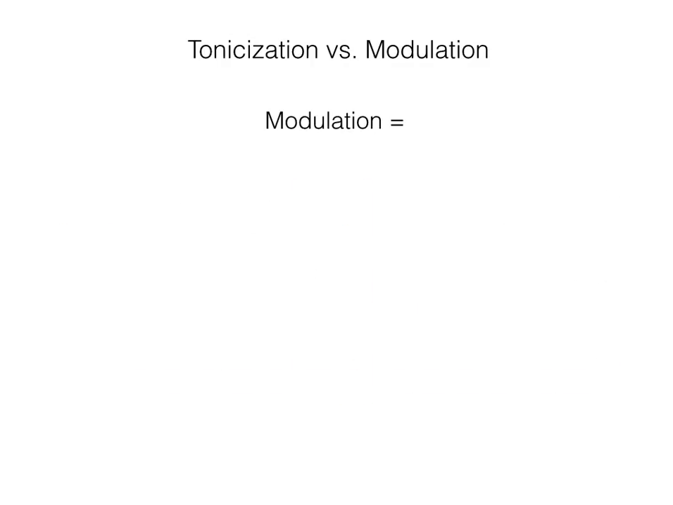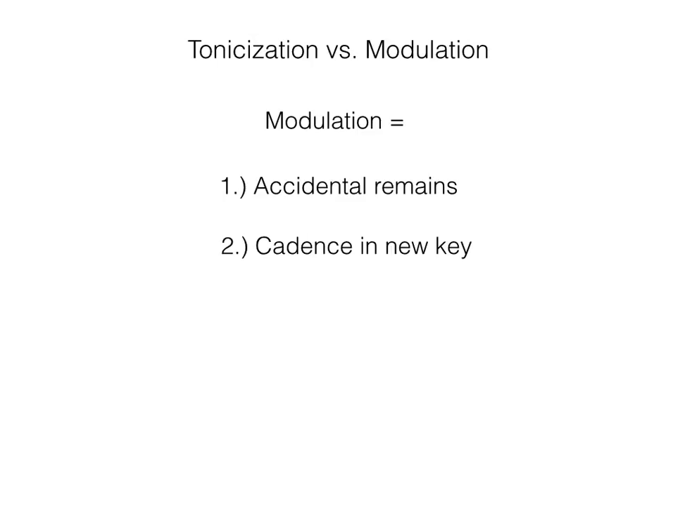In order for a modulation to occur, 2 important characteristics must appear. First, a modulation is when the accidental remains. It is not temporary, it appears again. Second, when you get to a cadence point, the cadence is in a key other than the home key. Let's look at the Beethoven example again to see these characteristics in action.